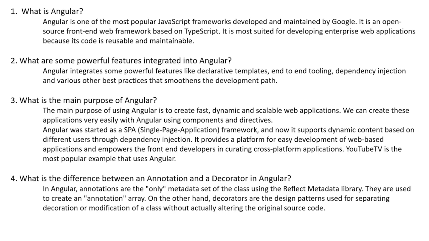Question 4. What is the difference between an annotation and a decorator in Angular? Answer. In Angular, annotations are only metadata set of the class using the reflect metadata library. They are used to create an annotation array. On the other hand, decorators are the design patterns used for separating decoration or modification of a class without actually altering the original source code.